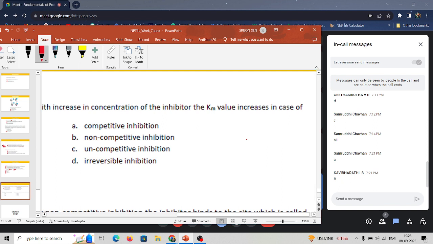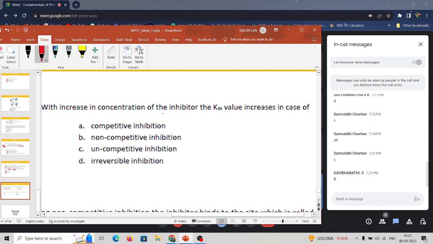The next one: with increase in the concentration of the inhibitor, the Km value increases in case of. So in which case do you observe the Km value to increase? For which case of inhibition? Try recollecting from the last table that I showed you. For which case the Vmax is same, for which case the Km is changing. In only one case you would be seeing the Km value to be showing an increase. Competitive inhibition. Okay, let's see what others tell.